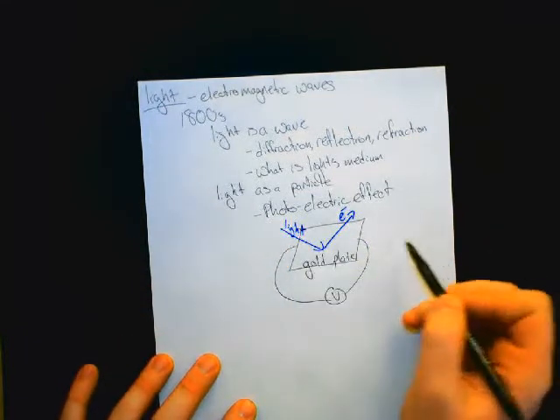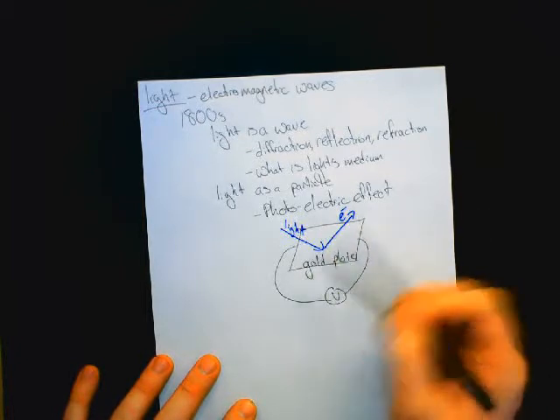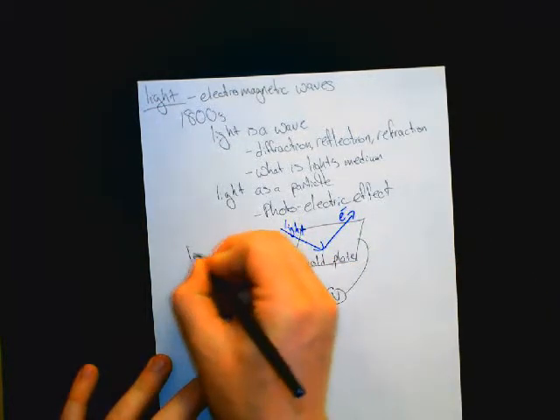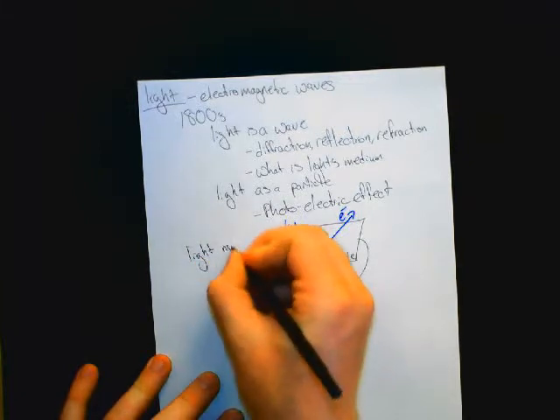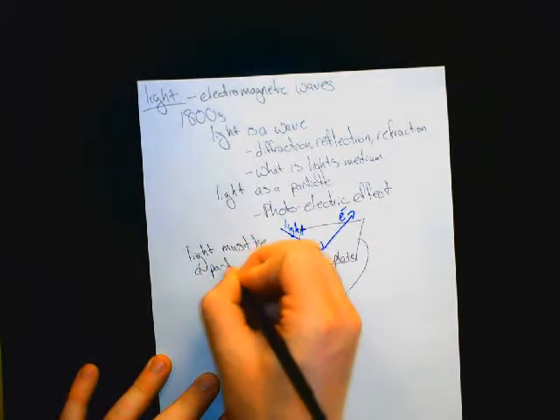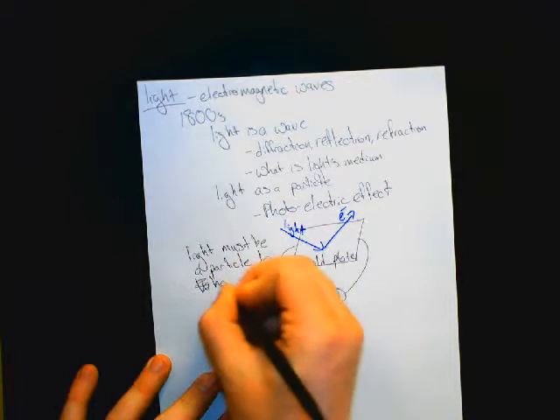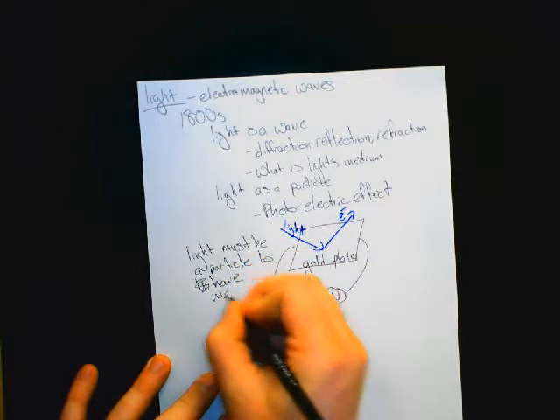Okay, so because of this, light must have momentum. Light must interact somehow to knock these electrons out. Light must be a particle to have momentum.